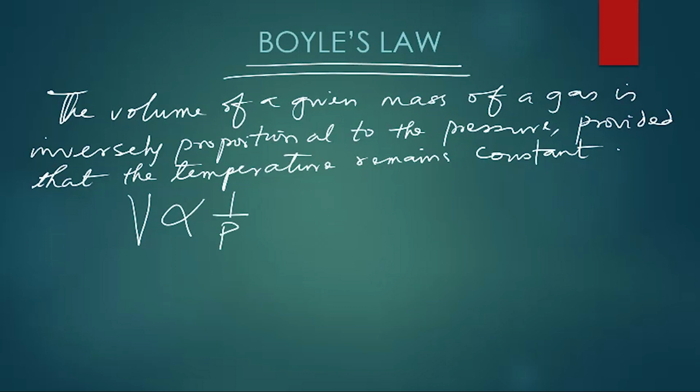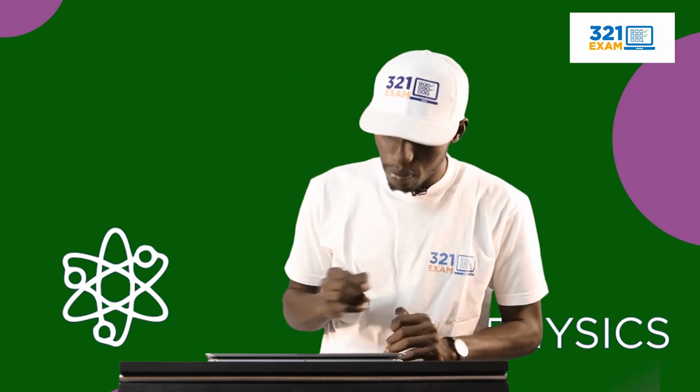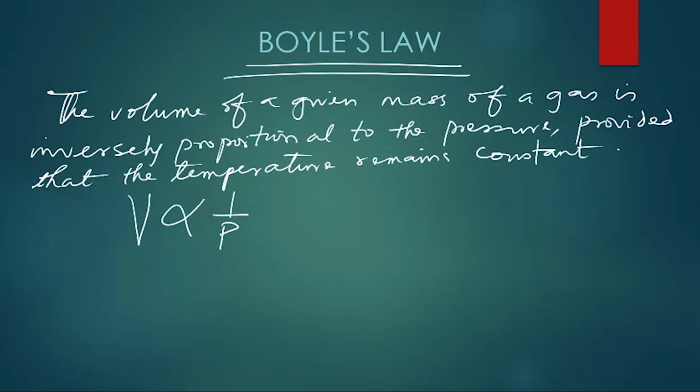Remember, another way you can state this is that the volume of a given mass of a gas is directly proportional to the reciprocal of the pressure. And there is a constant in the proportionality there, which is the temperature, right? So mathematically, we have V is proportional to 1 over P. If we want to remove this proportionality, we introduce a constant so that V equals K multiplied by 1 over P, where K is a constant.